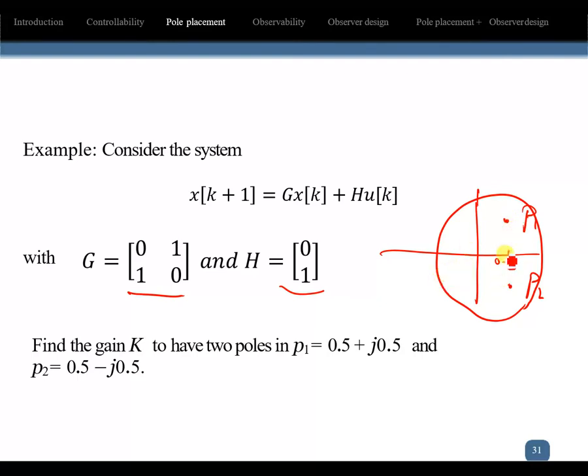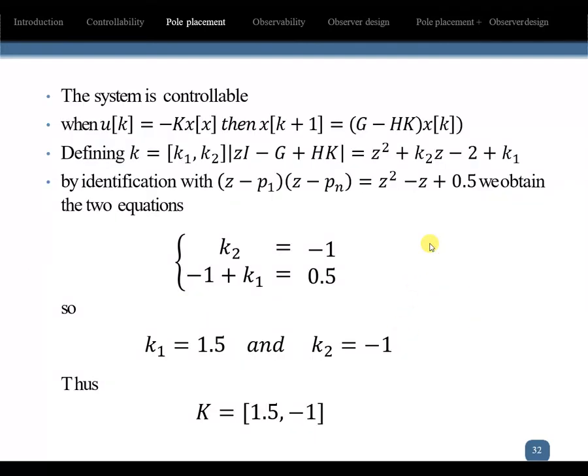This two pole is my desire. You can select any pole so that your system becomes stable. Define the K. Finding the K is easy. If the system is controllable, with u_k equal to minus K x_k, then x_{k+1} equals (J minus H K) x_k. My system changes to this, my state feedback system.